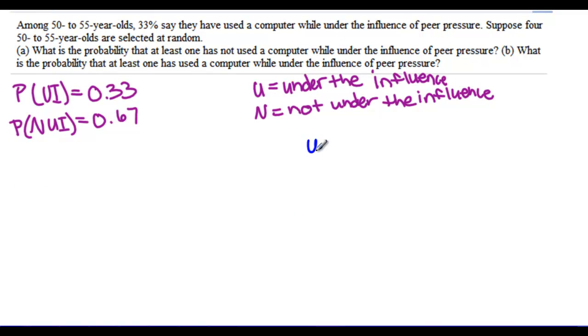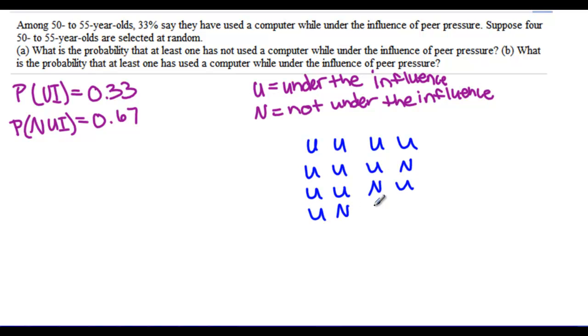So we could pick all 4, and maybe all 4 are under the influence. Or maybe 3 of them are under the influence, and 1 is not. Maybe the 4th one is not, or maybe the 3rd one is not, or maybe the 2nd, or the 1st. And then we would go through and pick 2 N's. So we would have U, U, and then 2 N's. And we continue down.